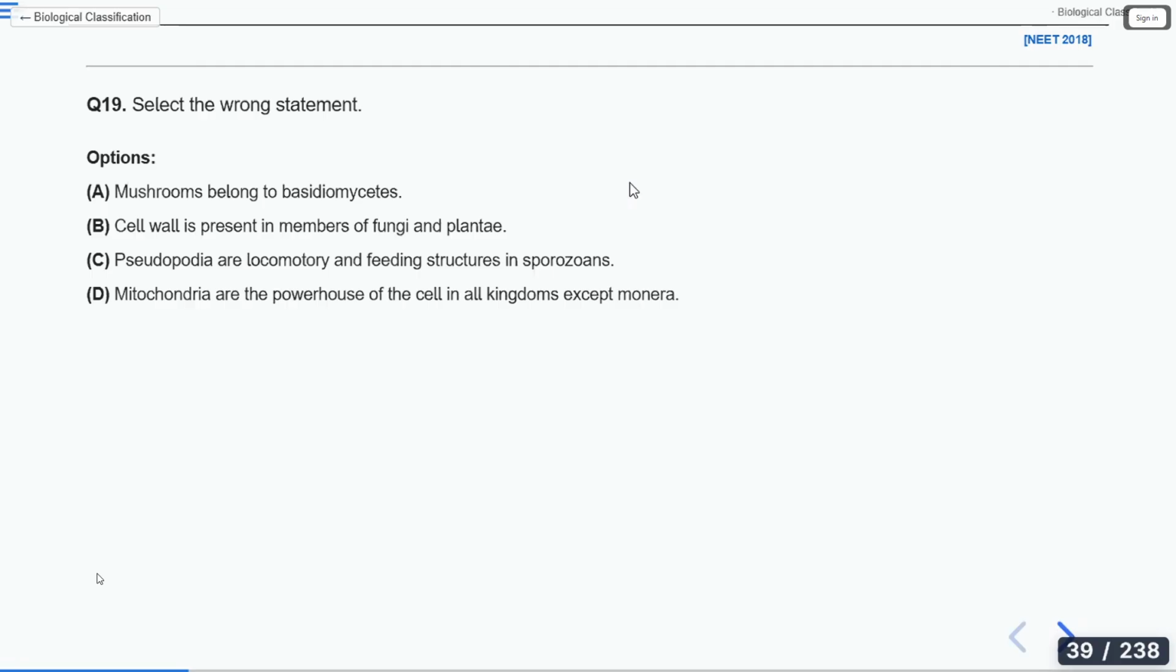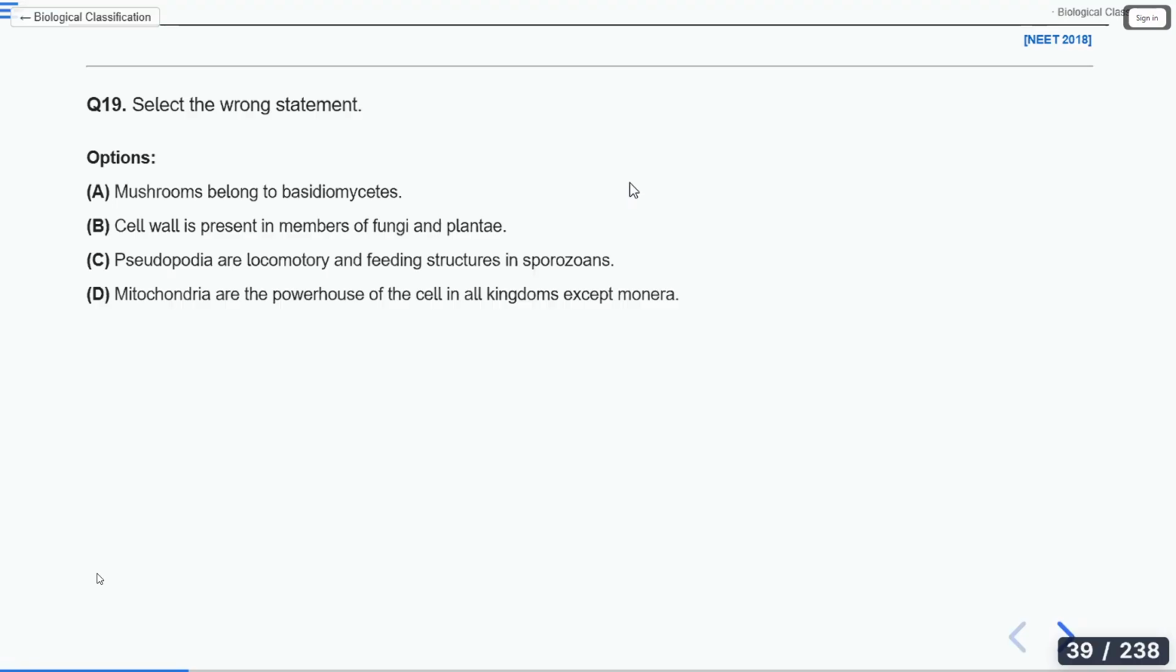Pseudopodia. What is pseudopodia? It is for locomotion. Pseudo means false. Capturing prey. Surabhi, mushroom belongs to Basidiomycetes. Deuteromycetes are imperfect fungi. Mushroom belongs to Basidiomycetes. Which is the wrong statement here?